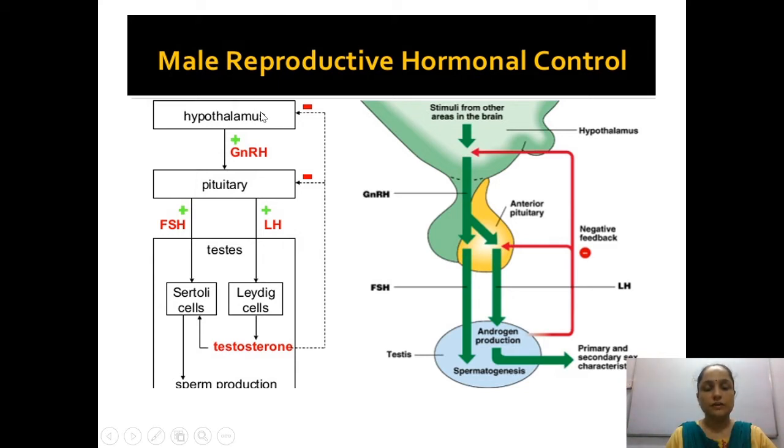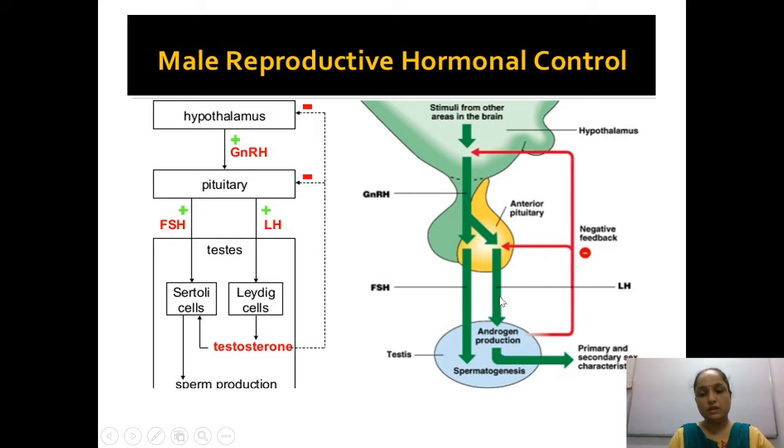This is the effect of the hypothalamus. This gonadotrophin releasing hormone is going to be secreted, and here you can see stimuli from other areas in the brain. This is the hypothalamus. Under the influence of this, it is going to secrete gonadotrophin releasing hormone, and it is going to stimulate the secretion of the anterior part of the pituitary, and ultimately the anterior pituitary is going to secrete two sorts of hormones. One is follicle stimulating hormone, another is luteinizing hormone.